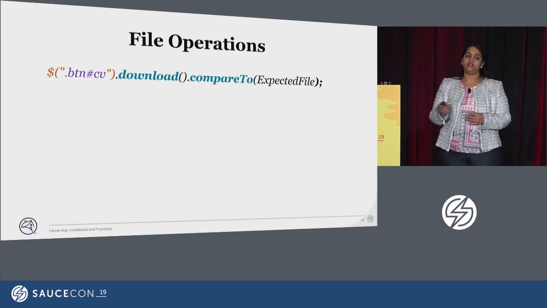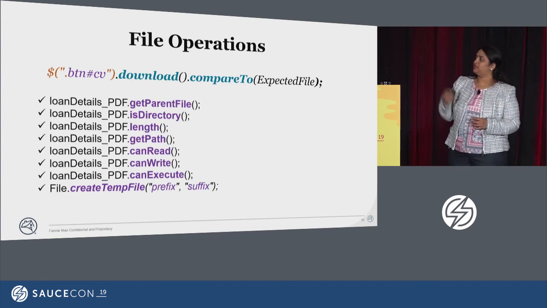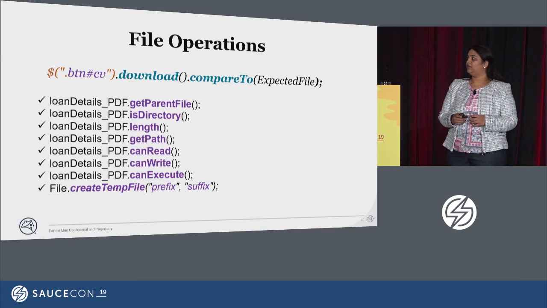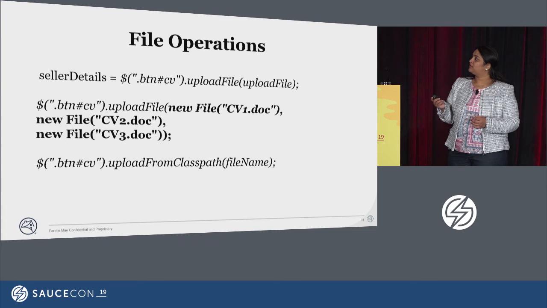And there are so many other functions that are related to the files. You can simply call the compare to method and pass the expected or actual file. And there are so many other file operations. You can get the parent file, and you can verify what executable permissions my file has. And if you have to create a new file at a particular location, with one single line of code you can achieve this. Similar thing with file uploads.